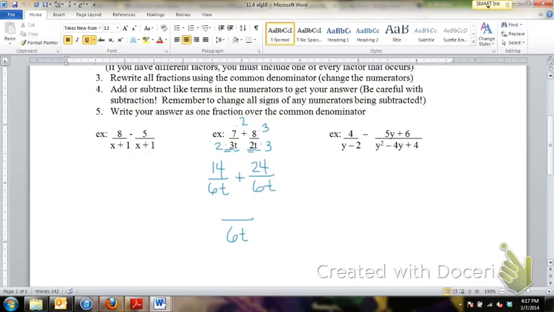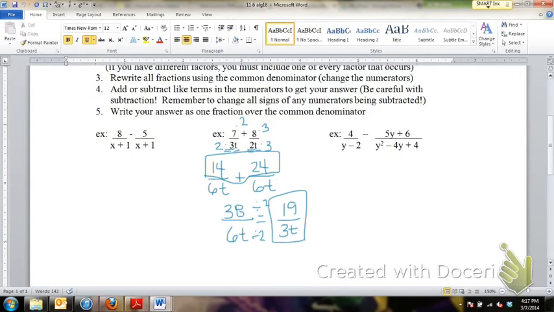So my answer is going to go over 6t, and I just combine the tops. 14 plus 24 makes 38 over 6t. Now that does reduce, so I'm going to divide both by 2, and I get 19 over 3t. Okay? Alright, now here comes the big guy.